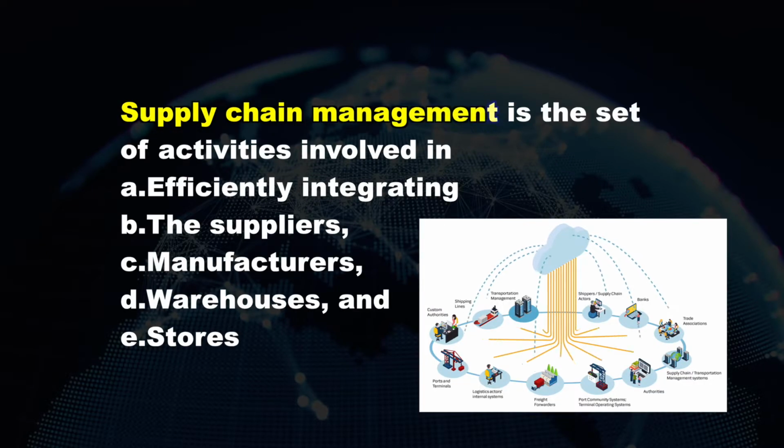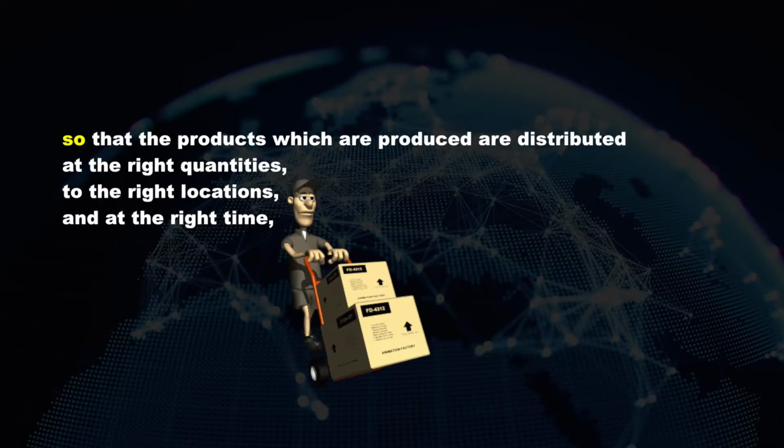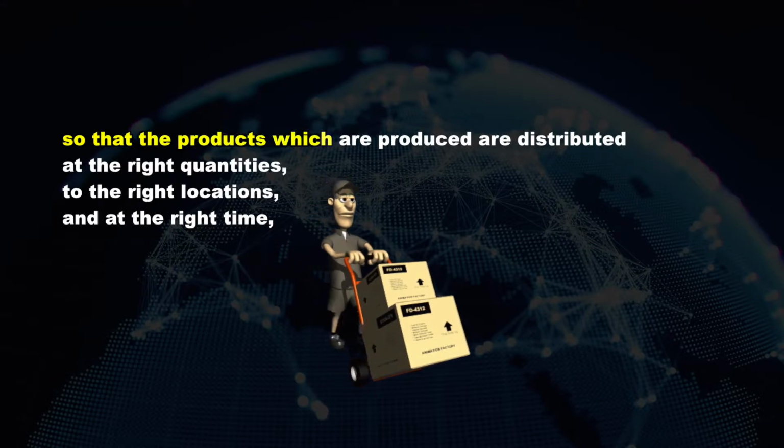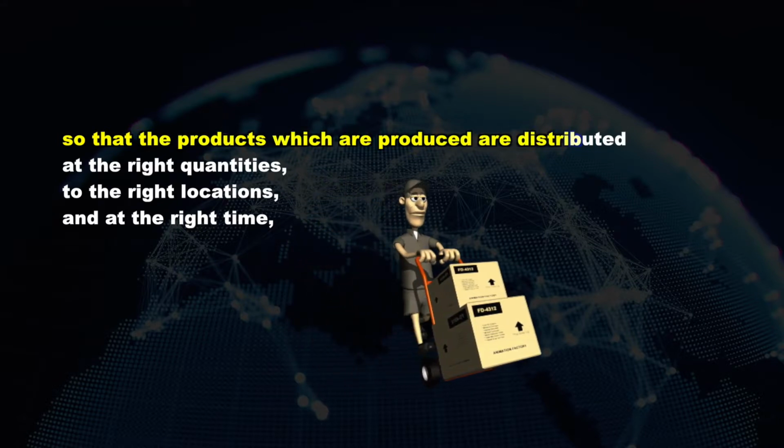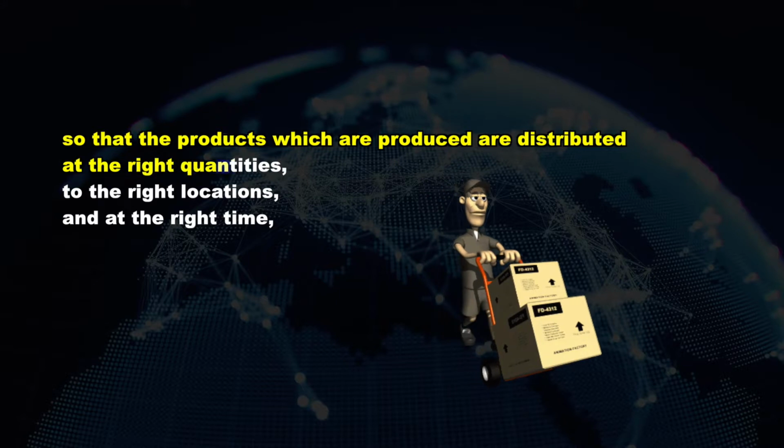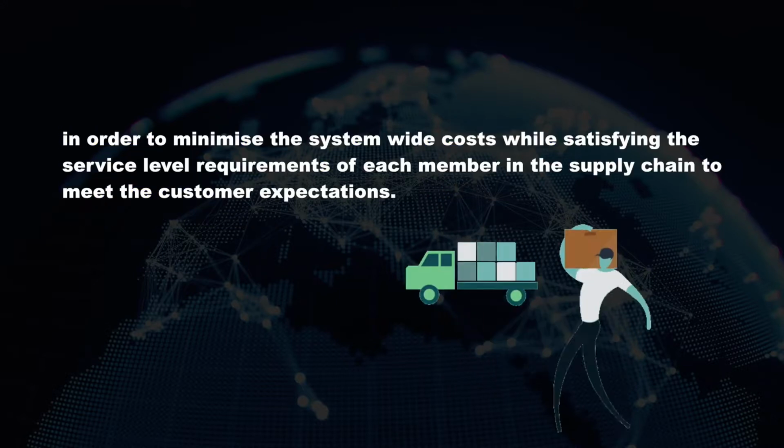Supply chain management is the set of activities involved in efficiently integrating the suppliers, manufacturers, warehouses, and stores so that the products which are produced are distributed in the right quantities to the right locations at the right time in order to minimize the system-wide costs while satisfying the service level requirements of each member in the supply chain to meet the customer expectations.